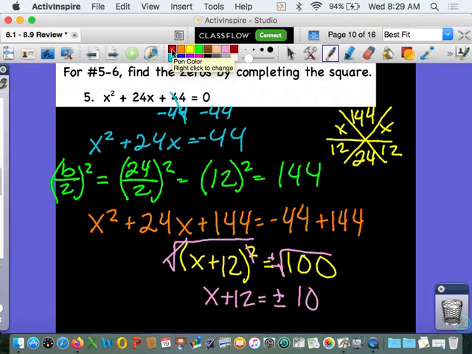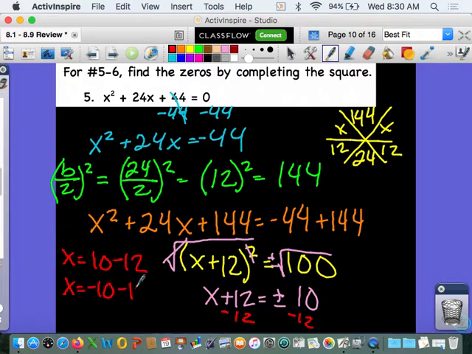I'm going to subtract what? 12. Why do I subtract 12? To get your x alone. You can rewrite this. So I have x equals 10 minus 12, or x equals negative 10 minus 12. And I get what as my answers? Negative 22 and negative 2. Questions?